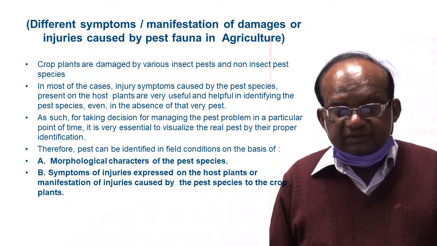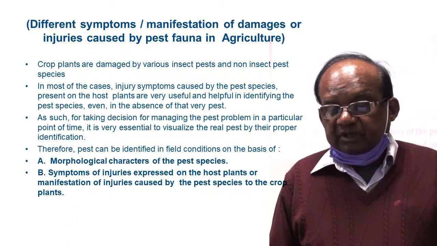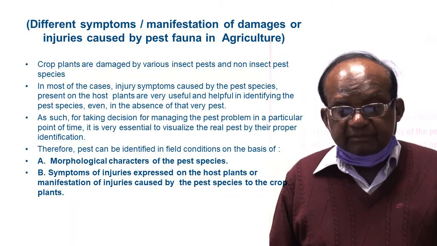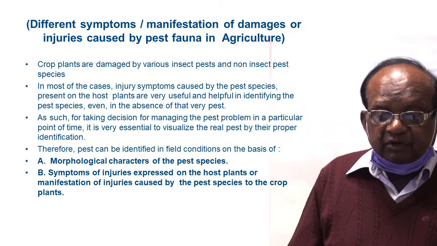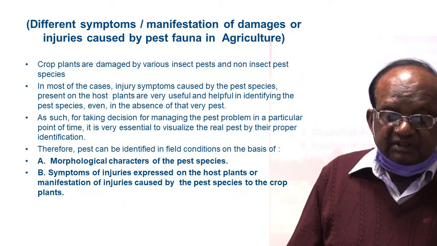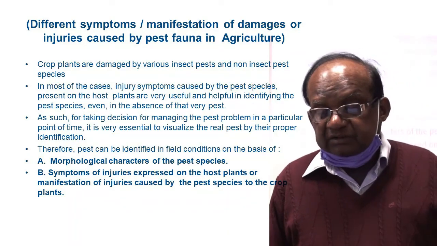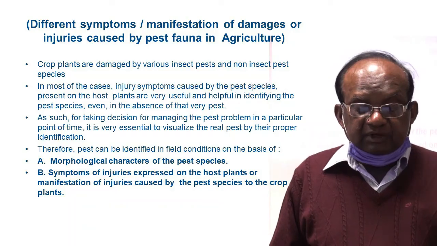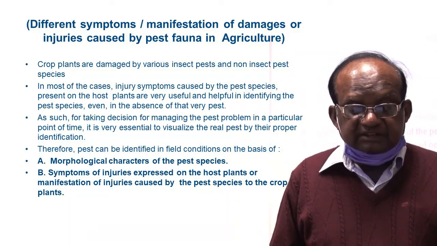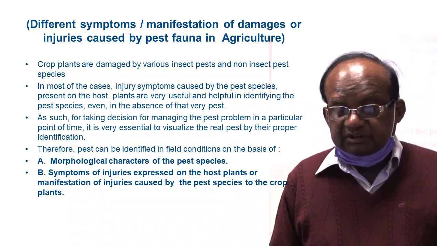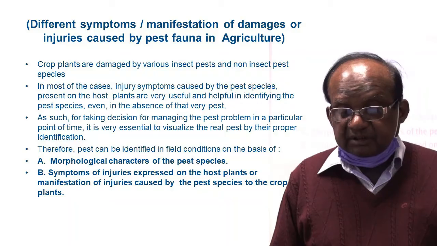Therefore, for taking decision for managing the pest problem in a particular point of time, it is very essential to visualize the real pest by their proper identification. And therefore, pests can be identified in field condition on the basis of, number one, morphological characters of the pest species, and second one is symptom of injury expressed on the host plant or manifestation of injury caused by the pest on the host plant.